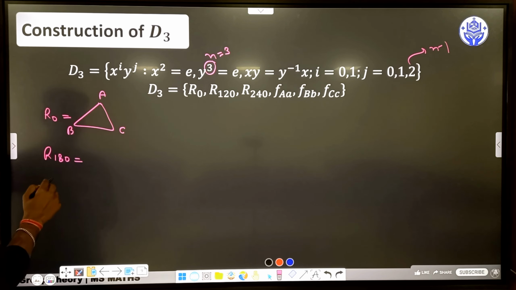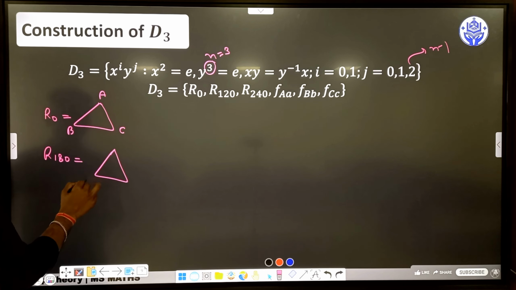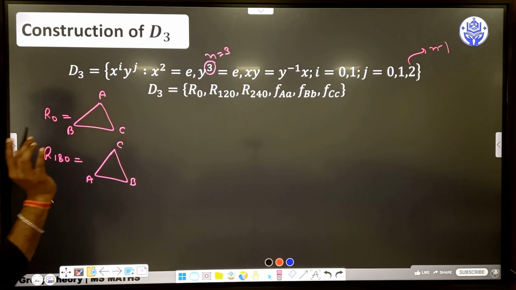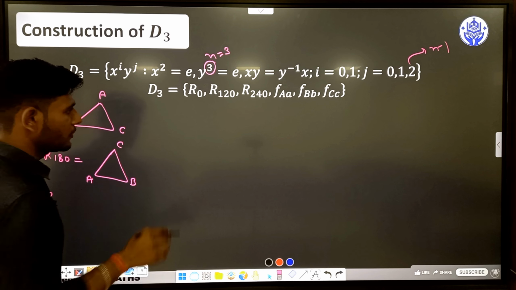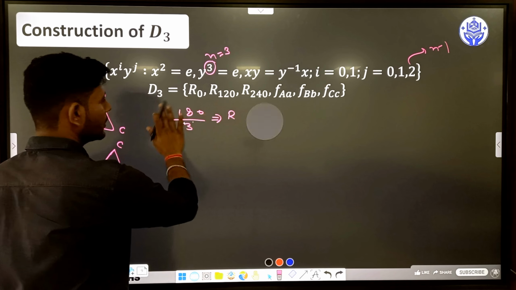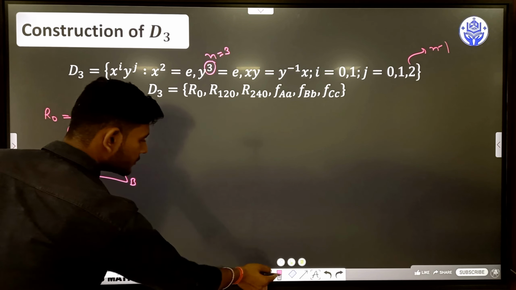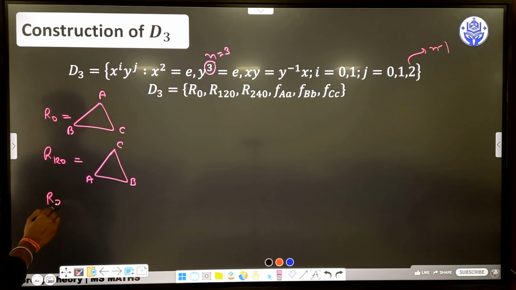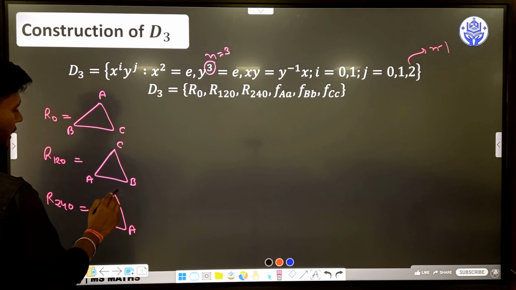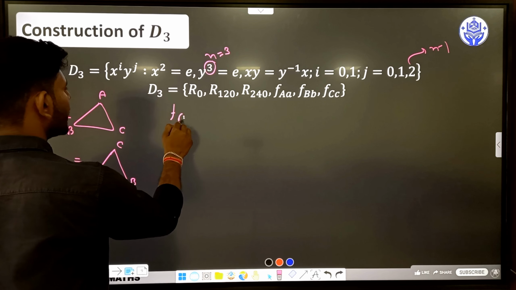So if it is R0, that means one rotation. So it will be A, B, C. So R, not 180, 120, sorry, there will be 120, because 180 divided by 3 is 120. Okay, yeah. Next, it will be 120. Next will be 240. Just take one more thing here. So it will be A, B and C. This will be R240. Now what do you mean by FAA?